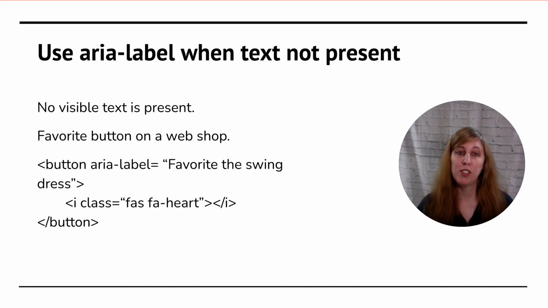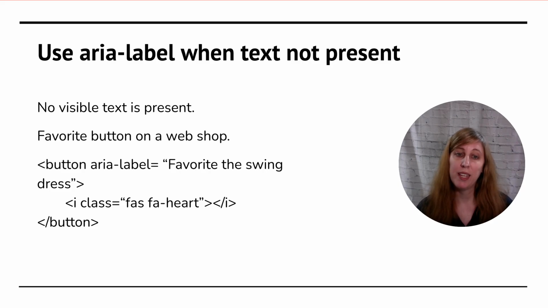The last option to use is an ARIA label when we don't have any text present. A common example of this is the favorite button on a web shop. Here I have an example of a button with a heart symbol on it. That heart doesn't have any text. It's just a small little button to allow you to favorite the item.